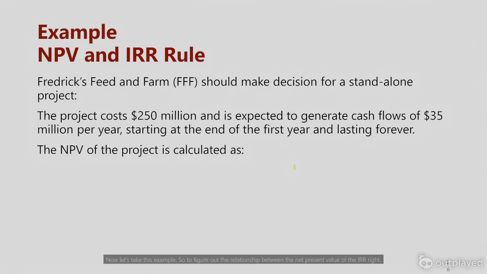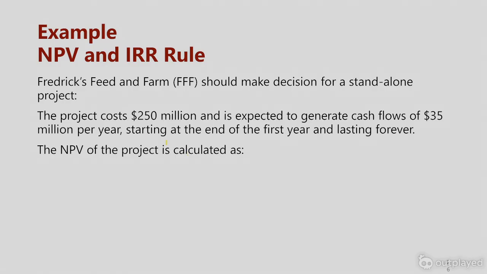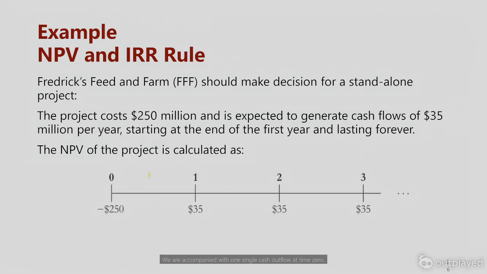Now, let's take this example to figure out the relationship between the net present value and the IRR, right? So think about this one. A project costs 250 million and is expected to generate cash flows of 35 million per year, but that lasts forever. So under the timeline, it should look like this. We have one single cash outflow at time zero, and this cash inflow that happens from year one lasts forever. This is the key, right?